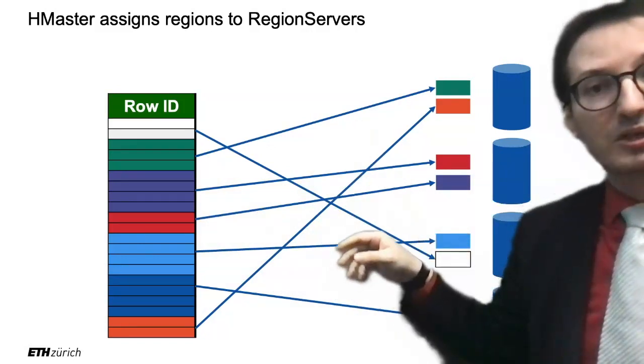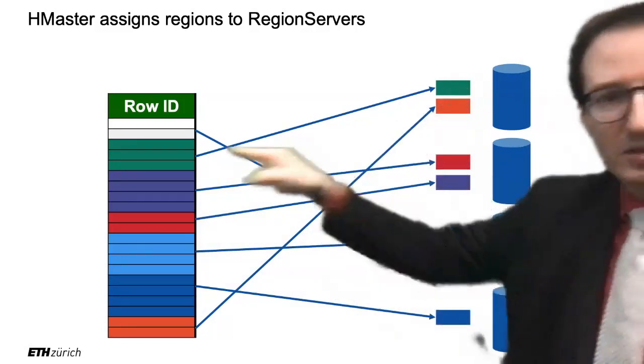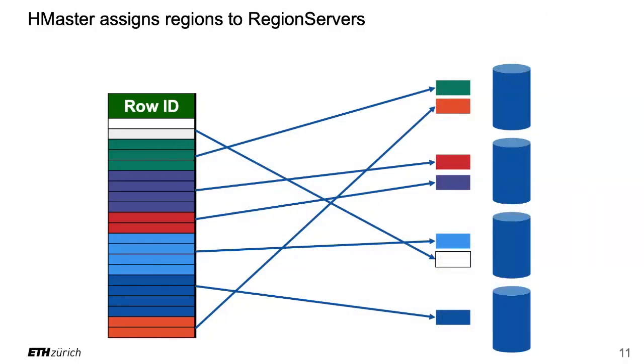But it doesn't need to be contiguous, right? For example, here, these two regions, it's this one and that one. They don't need to follow each other. All right? Is that clear? We just assign, right? So it means that whoever needs values from these regions will have to go to the region servers that handle it.